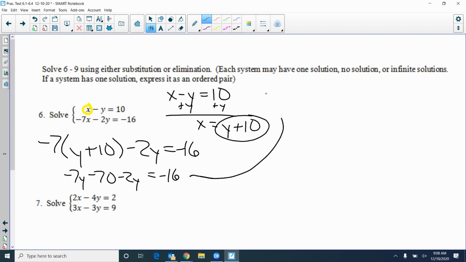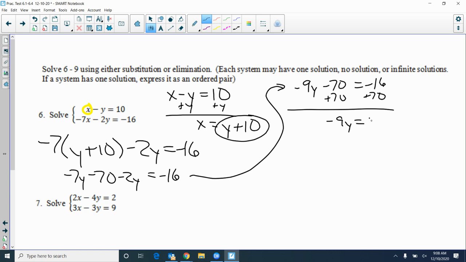All right, I'm going to come over here. Negative 7y minus 2y is negative 9y minus 70 equals negative 16. I need to add 70. I heard somebody say 54. And I'm going to divide by 9. All right, so y is going to be positive divided by negative, which is negative 6.